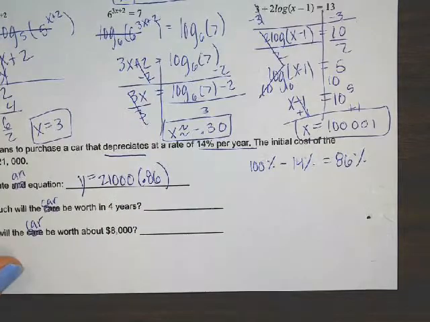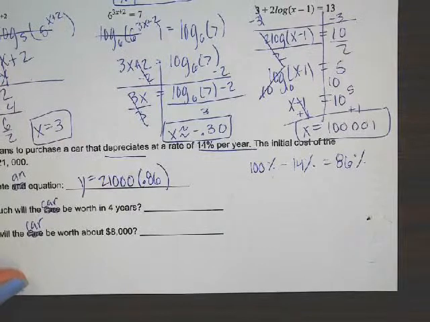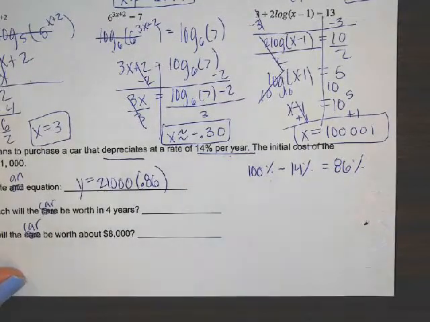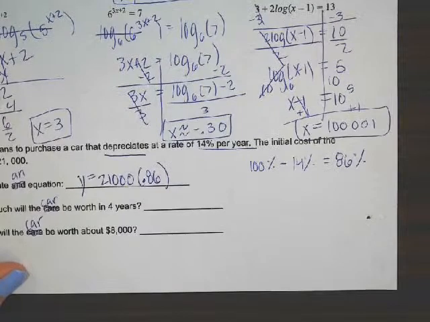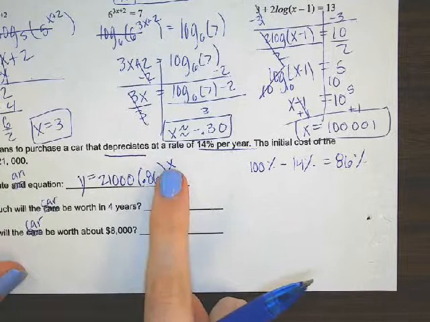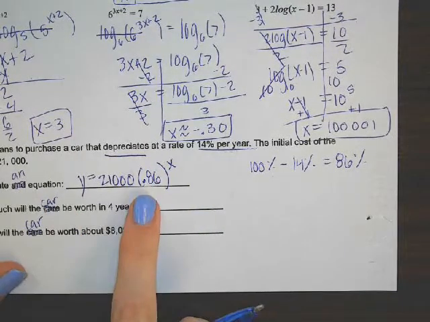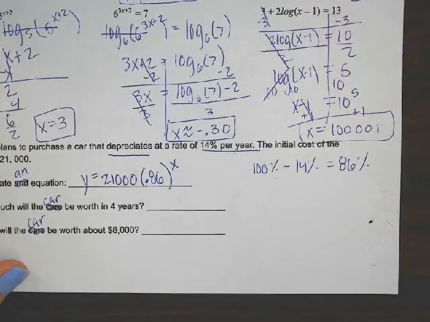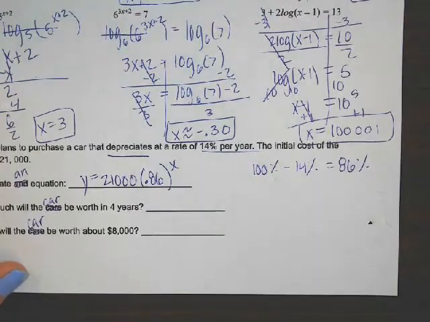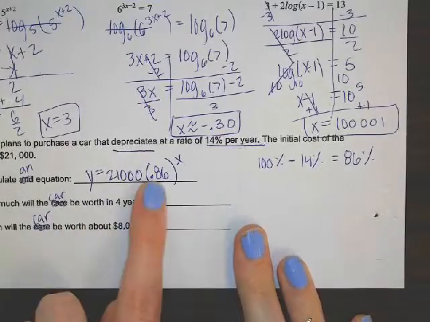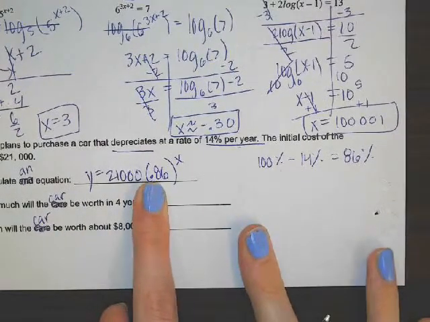But do I multiply by 0.86 one time? No. It's a repetitive thing because it says it happens per year. So how do we represent repetitive multiplication? X as an exponent. A lot of you guys will leave off the x there and just give me y equals that. That makes no sense because then you're telling me y equals that number forever. You don't know what x is, so put it up there until I give you more information. This models the scenario for any input or output.